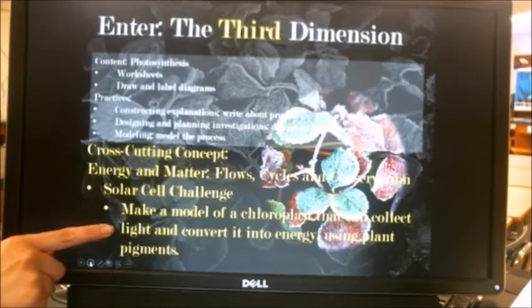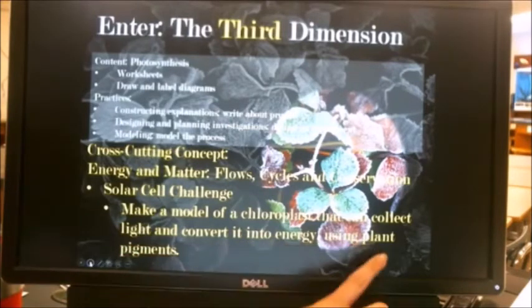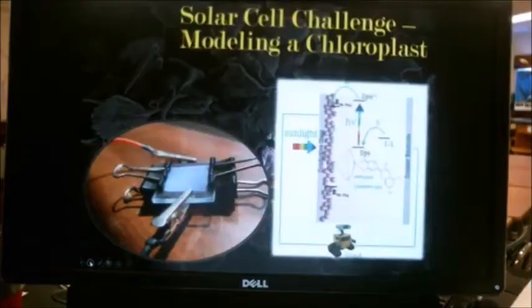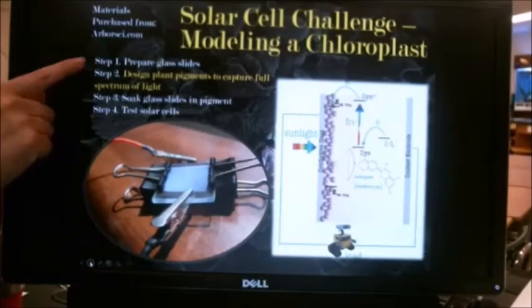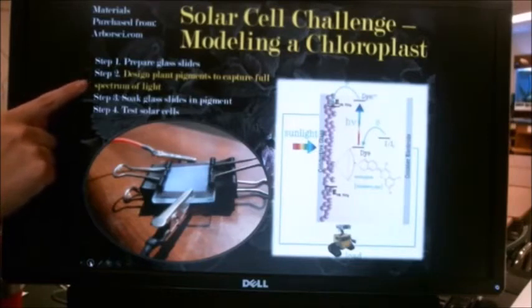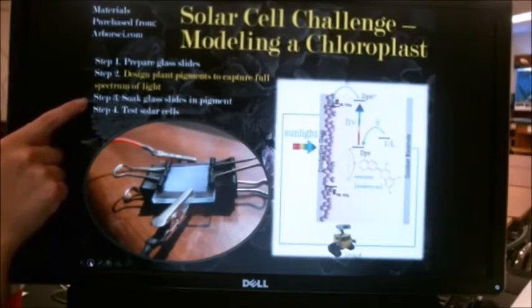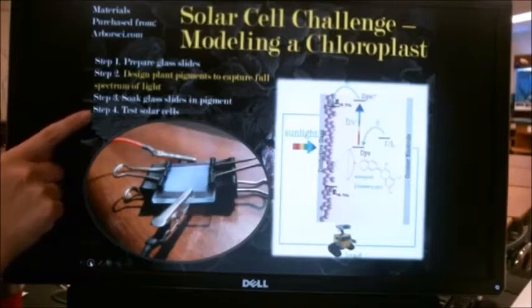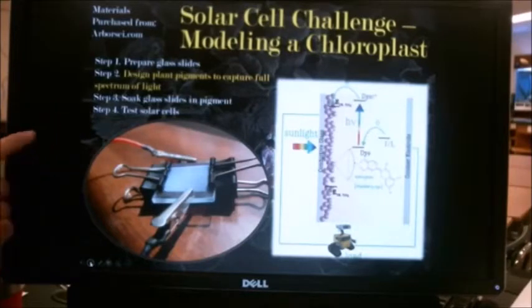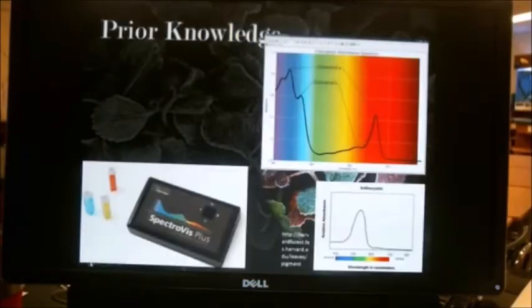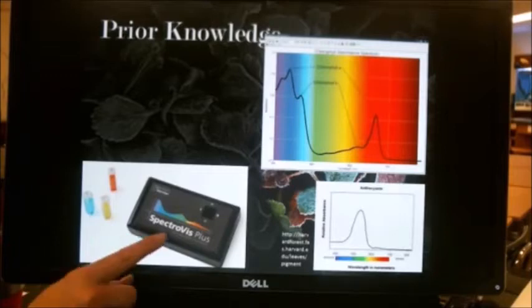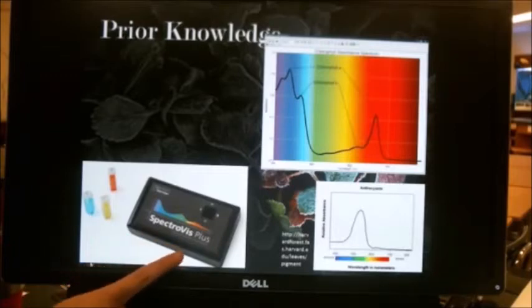And to make this model of a chloroplast, we actually extracted plant pigments. This is a picture of what the solar cell looks like. So the first step here was they had to prepare the glass slide. And then the main step was to design plant pigments to capture the full spectrum of light. And then they soaked their glass slides in the pigment that they designed, and then finally they tested their solar cells.